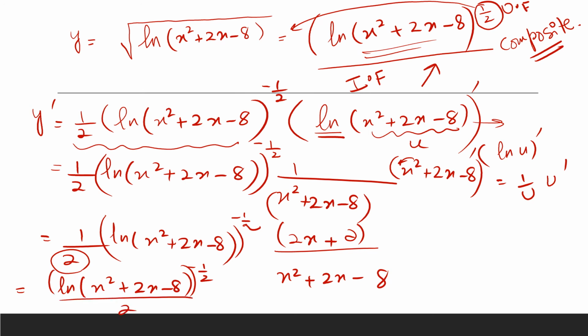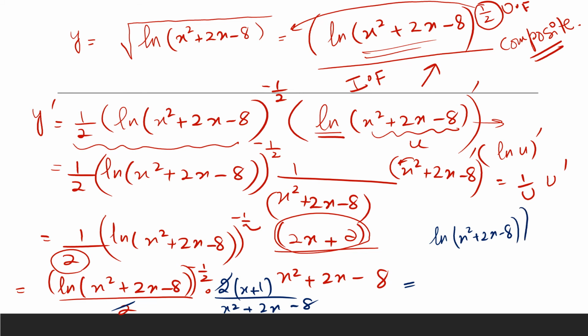Write the 2 down, and here take the common 2. So if we take the common 2, you will be left with x plus 1 divided by, as it is, x squared plus 2x minus 8. Now this 2 will be cancelled with this 2. Now write them in the proper way. Write ln of x squared plus 2x minus 8 whole to the power negative half, times x plus 1 divided by x squared plus 2x minus 8. So this is your complete answer.